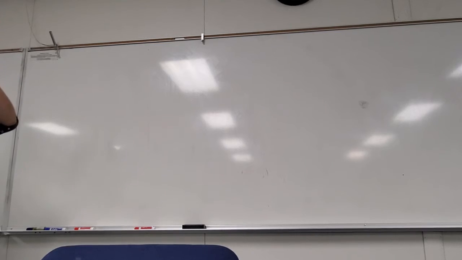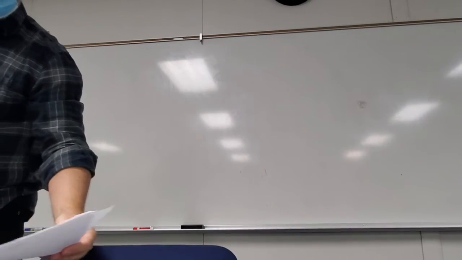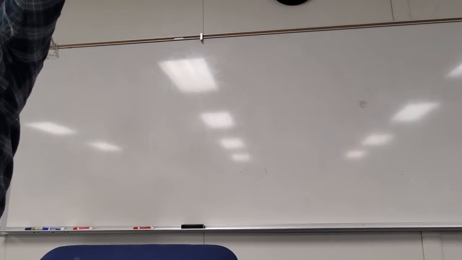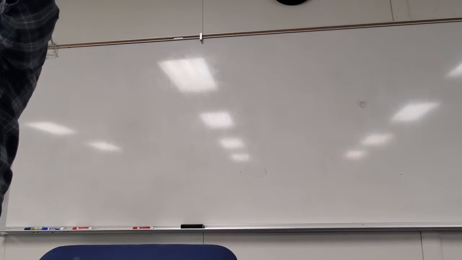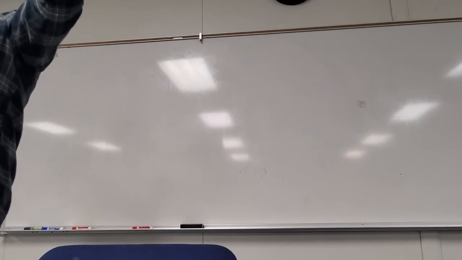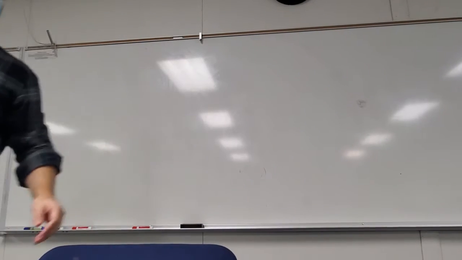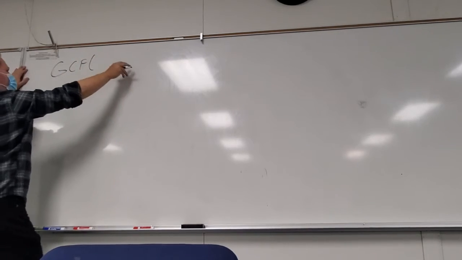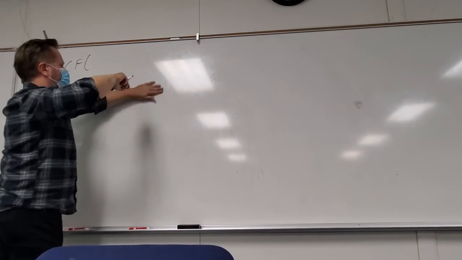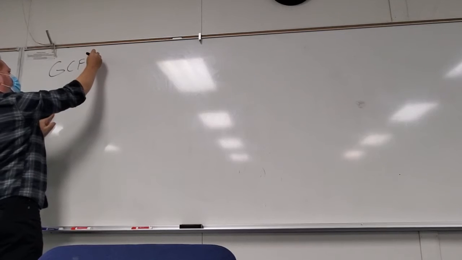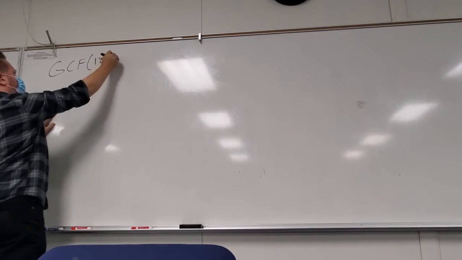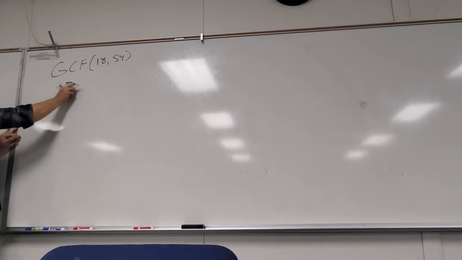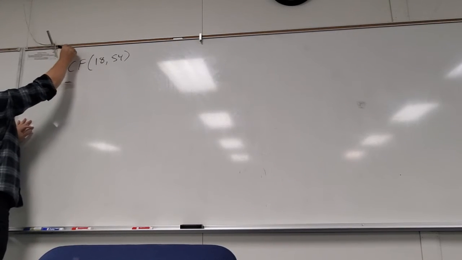Now the other method is kind of funny to me. So, guys, there's a little bit of overlap between the methods. A lot of the methods start with breaking them down into prime factors. So if I wanted to find the GCF, what was the first one we did? It was 18 and 54, right? Yeah. So this is called the prime factorization method.